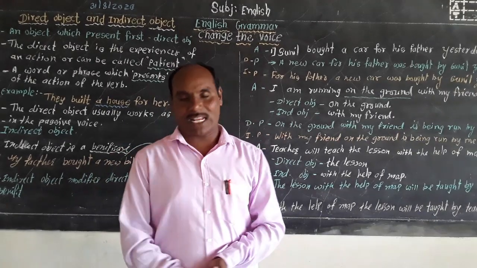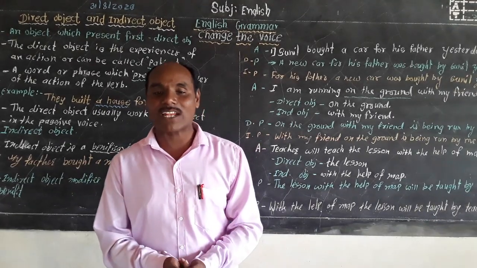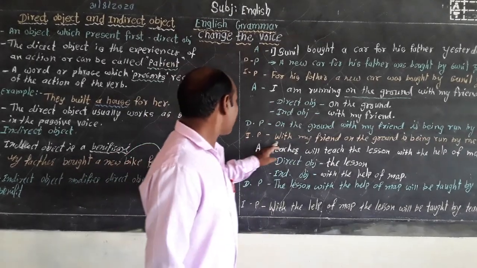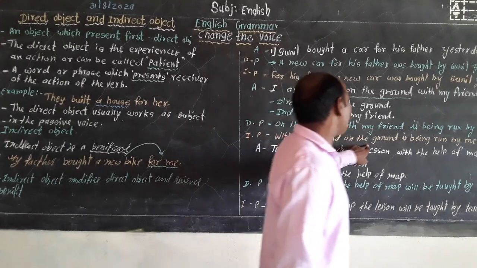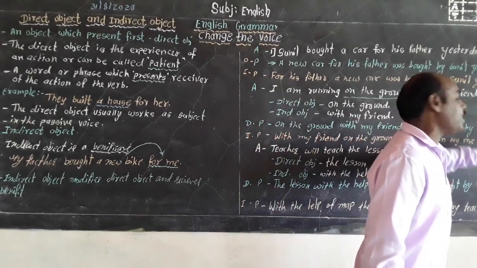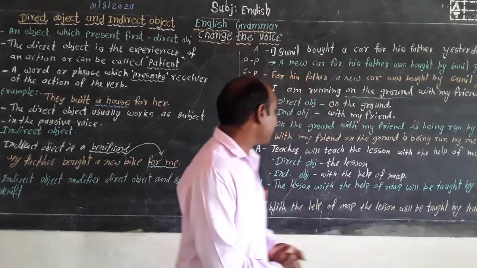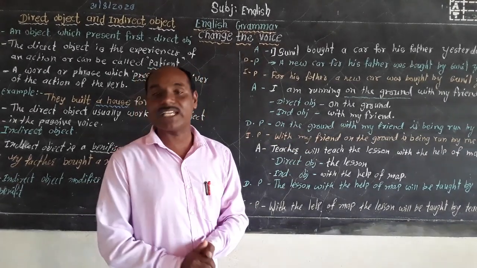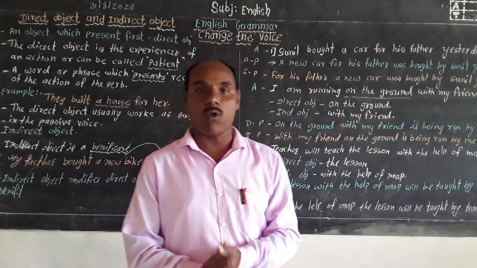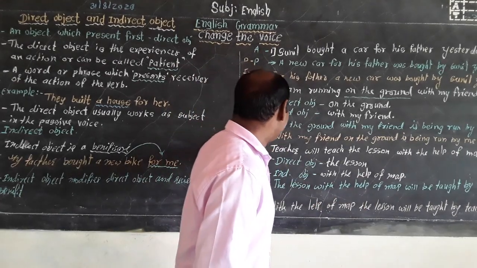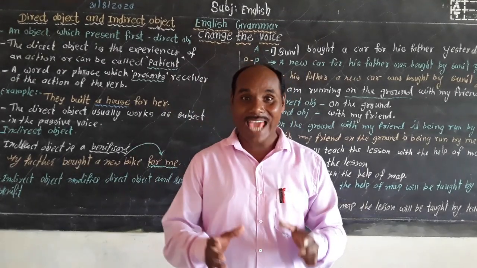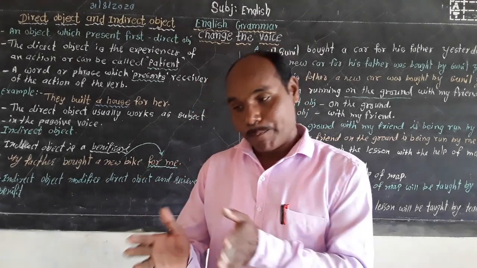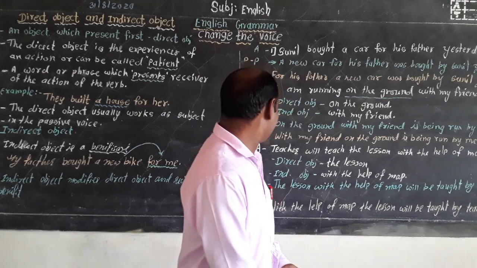Now the indirect object. If we use the indirect object, then how can the sentence be prepared? With my friend on the ground is being run by me now. These are the sentences we have prepared into passive voice using the direct object and indirect object.